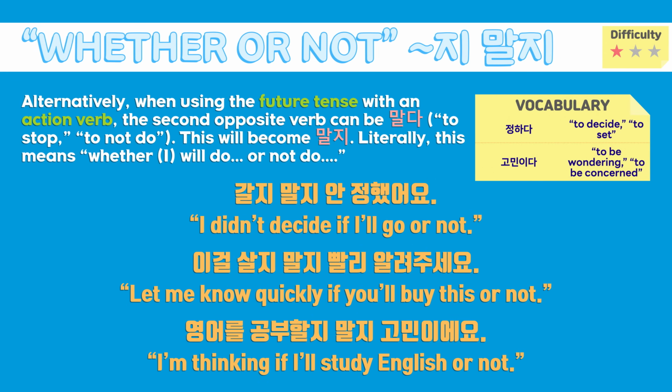Alternatively, when using the future tense with an action verb, the second opposite verb can be 말다, meaning to stop or to not do. This will become 말지. Literally, this means whether I will do it or not do it. 갈지 말지 안 정했어요. I didn't decide if I'll go or not. 이걸 살지 말지 빨리 알려주세요. Let me know quickly if you'll buy this or not. 영어를 공부할지 말지 고민이에요. I'm thinking if I'll study English or not.